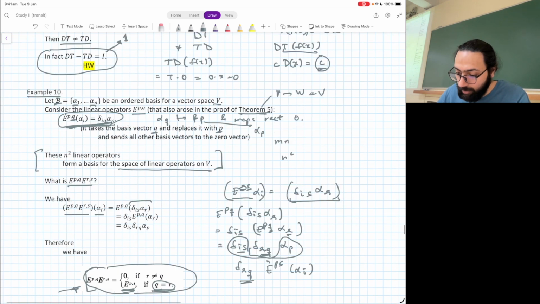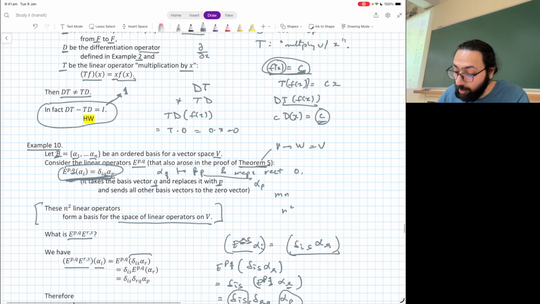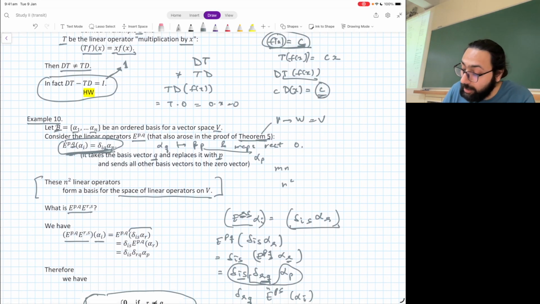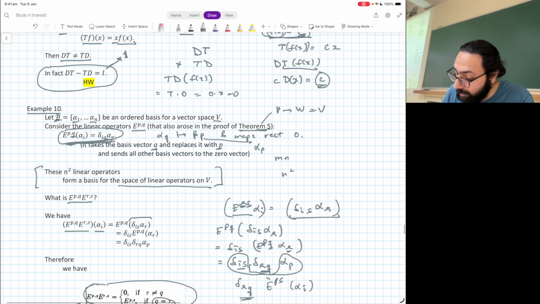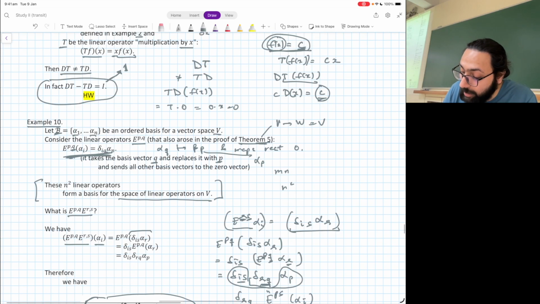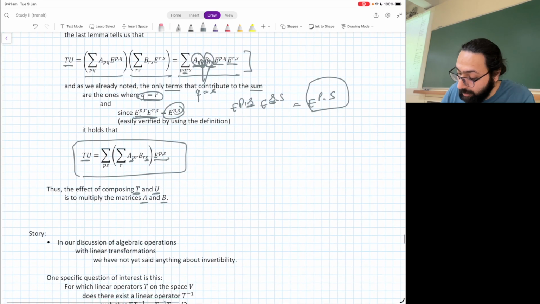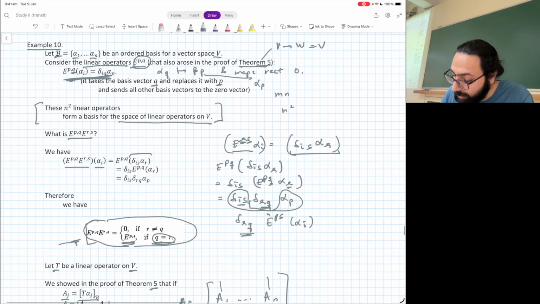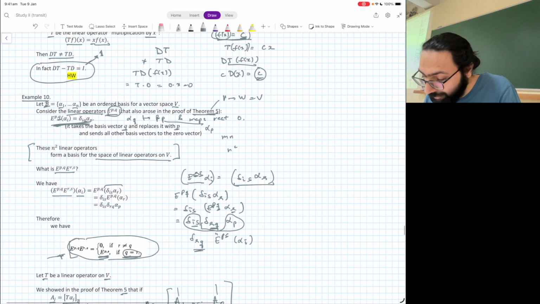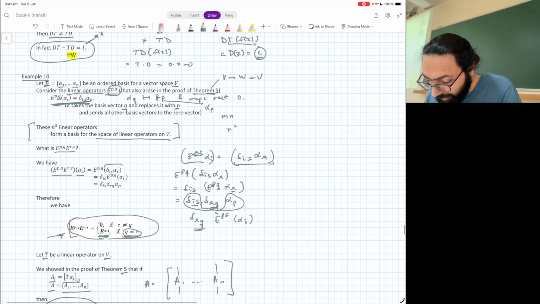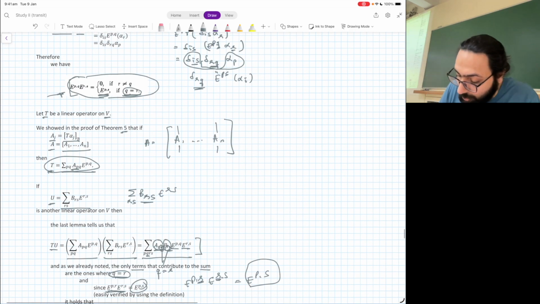So this is an example where we are saying that if you start with arbitrary linear combinations, a linear operator is EPQ. Then, wait, what did I do here? Give me a second. The point of the example is here.